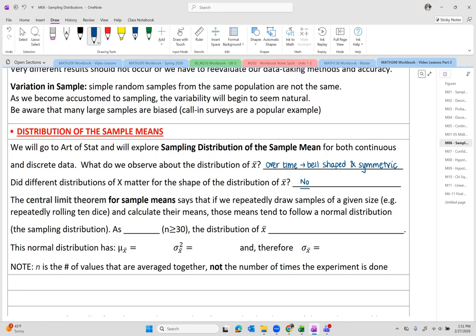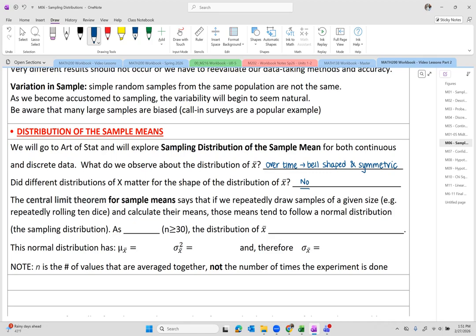We always end up getting a bell-shaped distribution for the sample mean. The central limit theorem for the sample means says that if we repeatedly draw samples of a given size, for example, repeatedly rolling 10 dice, and calculate their means, those means tend to follow a normal distribution. The sampling distribution of the sample mean, that's what that is called.